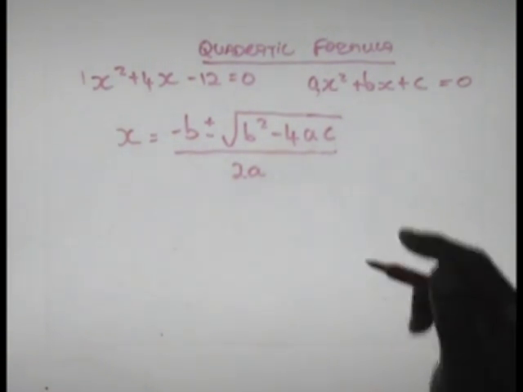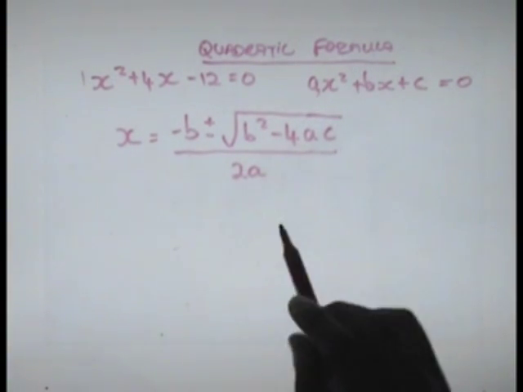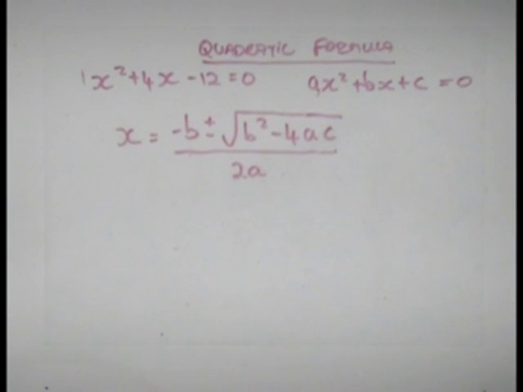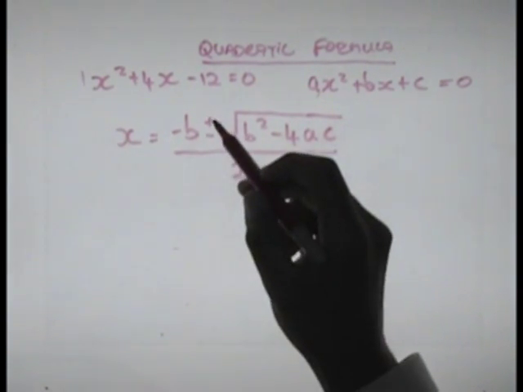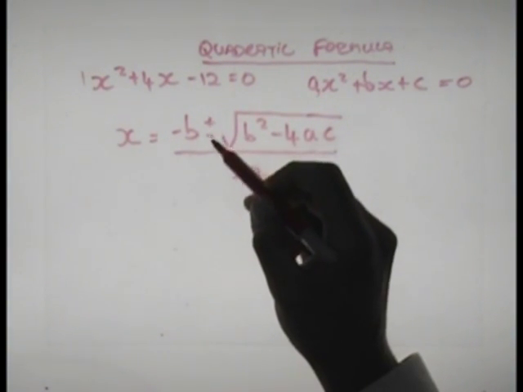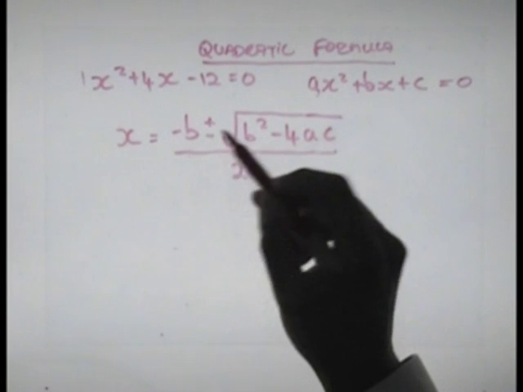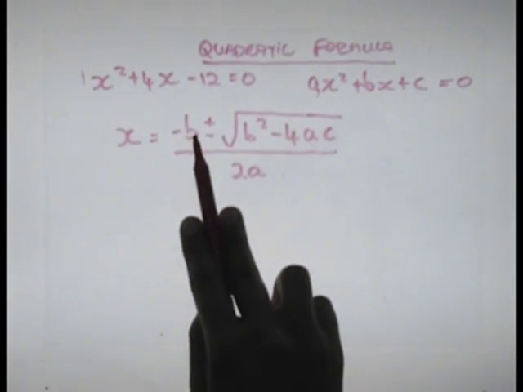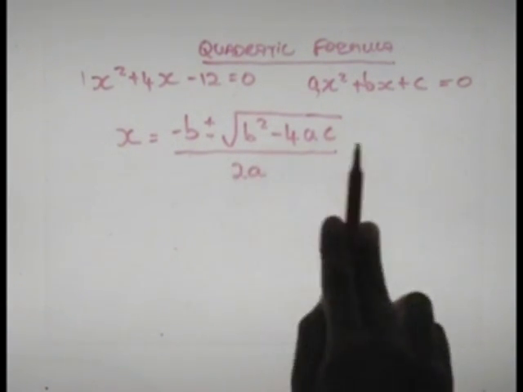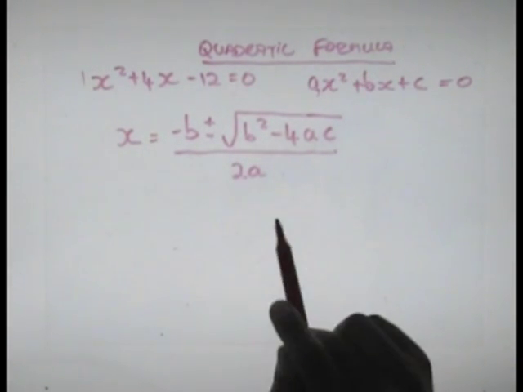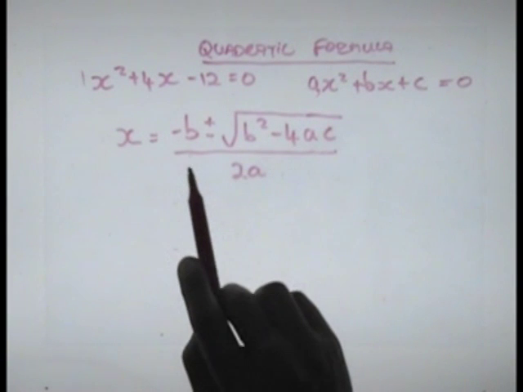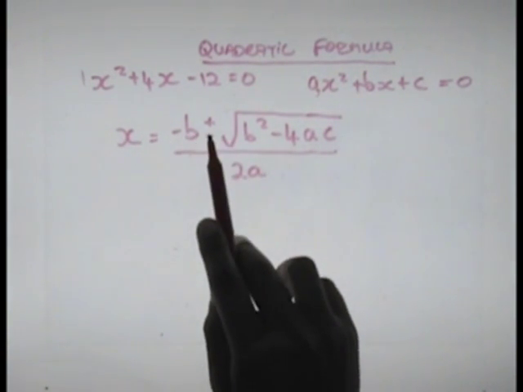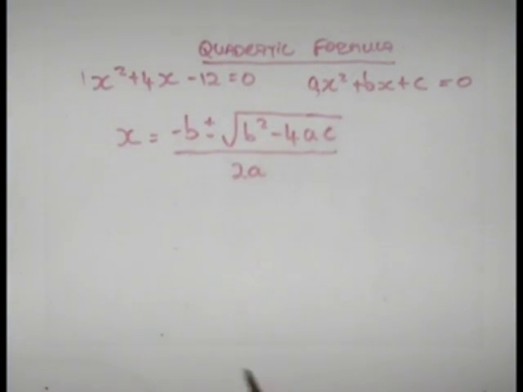You will find this formula in the formula sheet, but be comfortable with using it, and I'd suggest you memorize it. It's not that difficult. Also, because of this plus minus, we are going to get two different x values. The one value is going to be given by minus b plus the square root of b squared minus 4ac over 2a, and the other x value is minus b minus the square root of that over 2a.